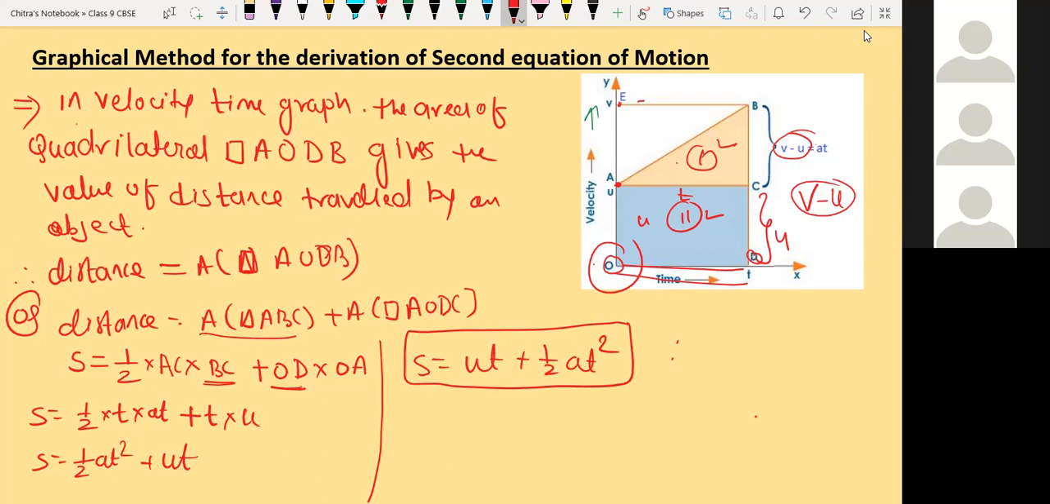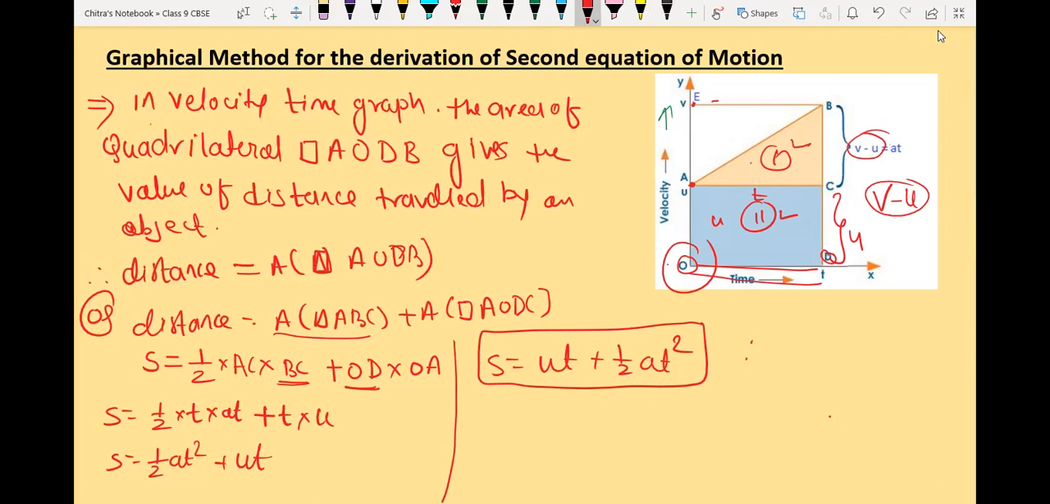One question, sir. Instead of UT, can we write TU? Yes, we can write it, but in the equation of motion TU and UT are the same. If you write 5 into 4, you get 20, or if you write 4 into 5, again you get 20. The thing is the same.